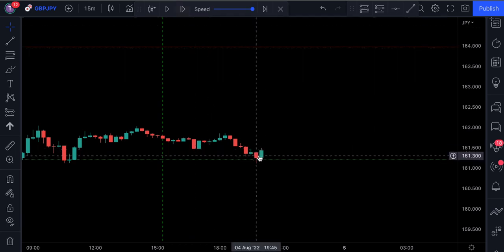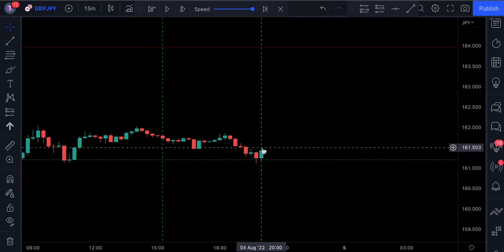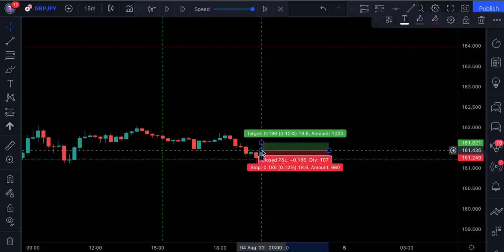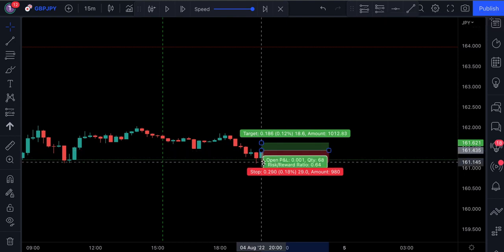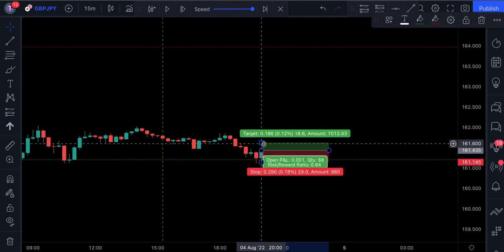By the way, if this bearish candlestick is not touching the level of support but the bullish engulfing candlestick is, this is still considered a valid long entry. Our stop loss will be placed slightly below the level of support, and we're going to be targeting 1.5 times the risk.